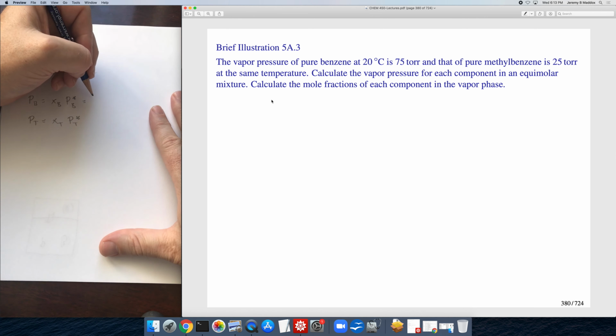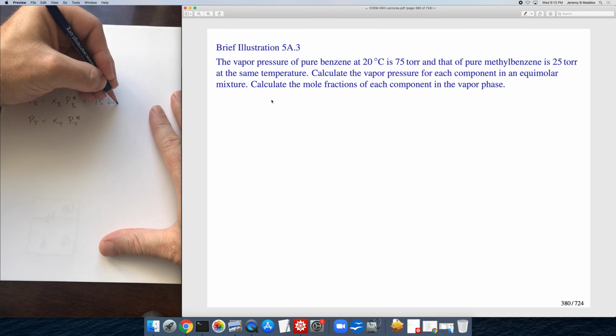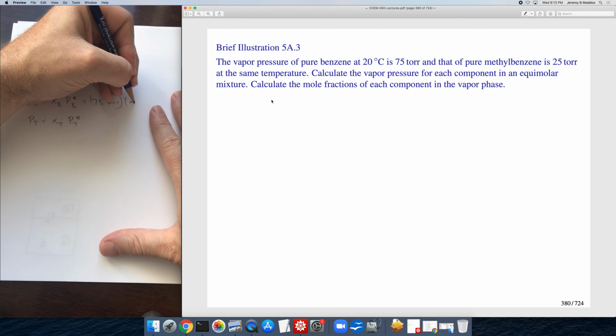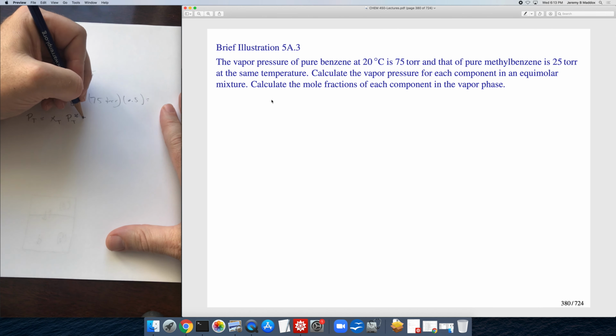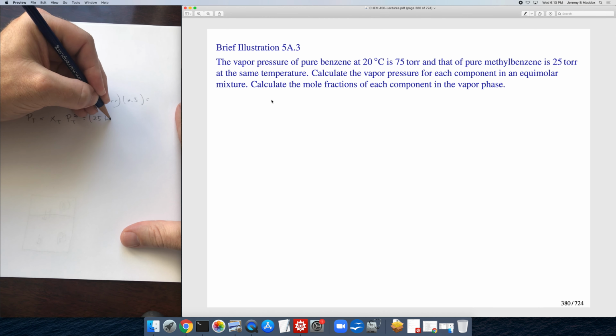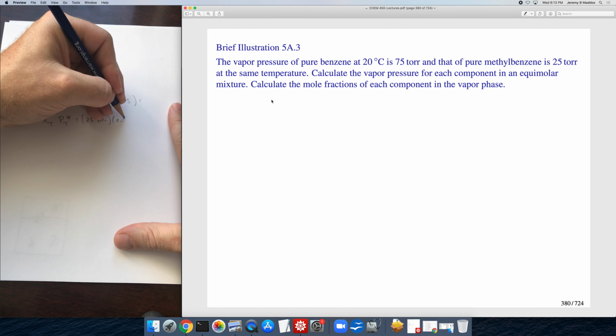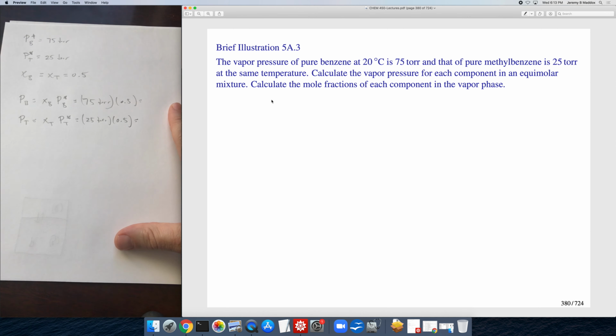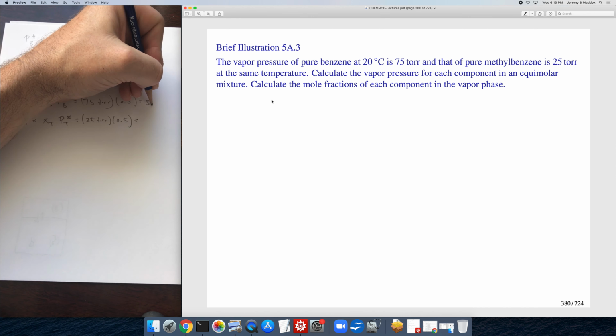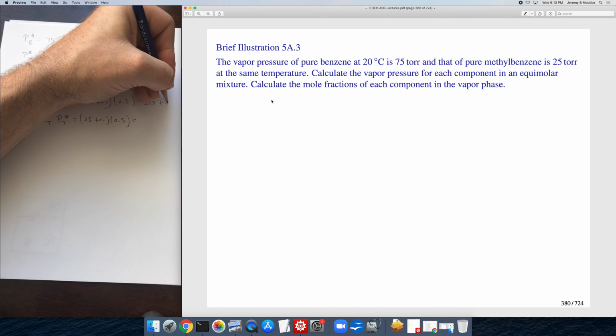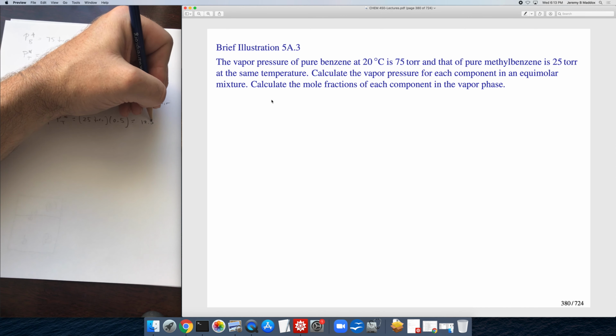And so we're going to have 75 torrs times 0.5 and 25 torrs times 0.5. And that's going to give us our answers here. So 37.5 torr, 12.5 torr.